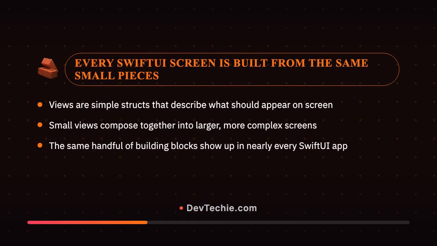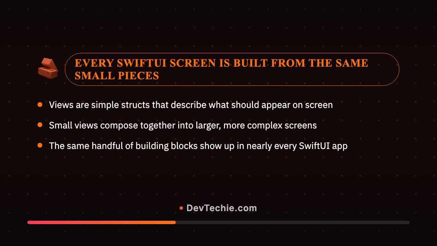Which brings us to the actual building blocks. Every single screen in SwiftUI, no matter how complex it looks, is built from small pieces called views, and a view in SwiftUI is really just a simple struct that describes what should appear on screen. Text shows words, image shows a picture, button triggers an action, and stack arranges other views in a row or a column. That's genuinely most of it at the foundation.